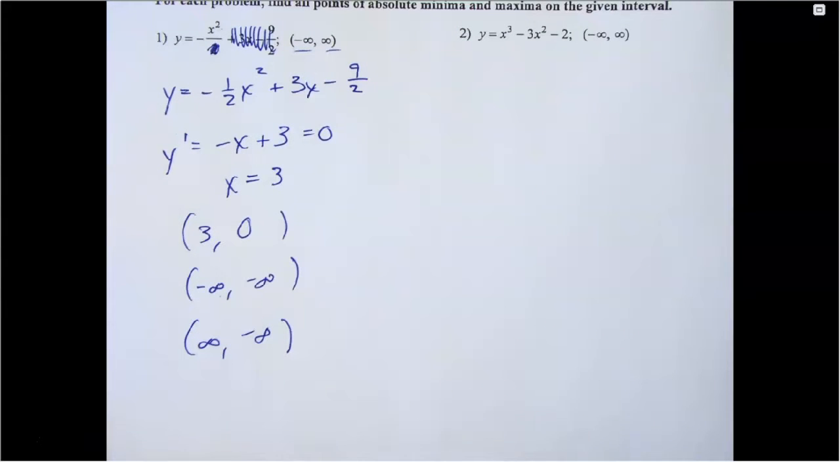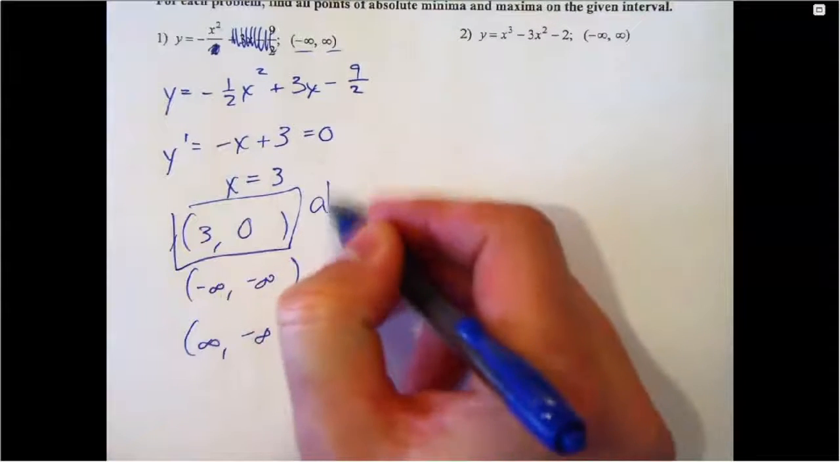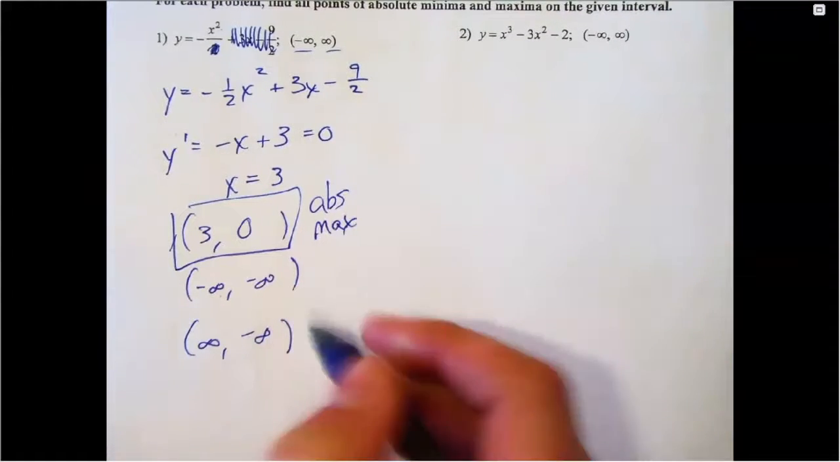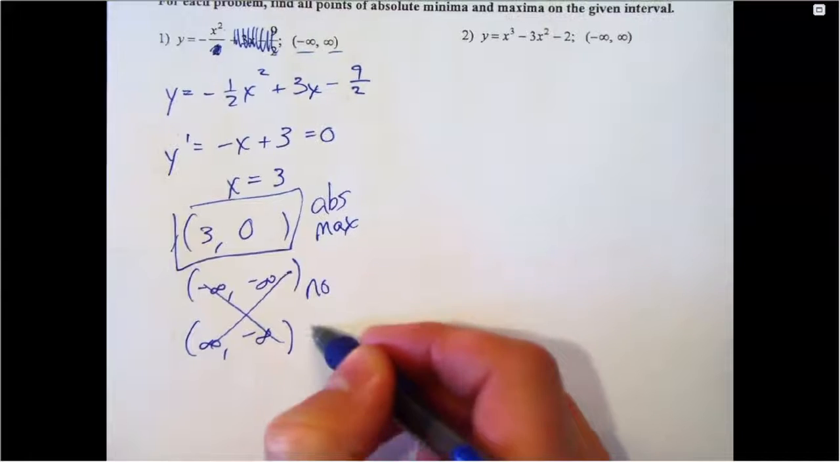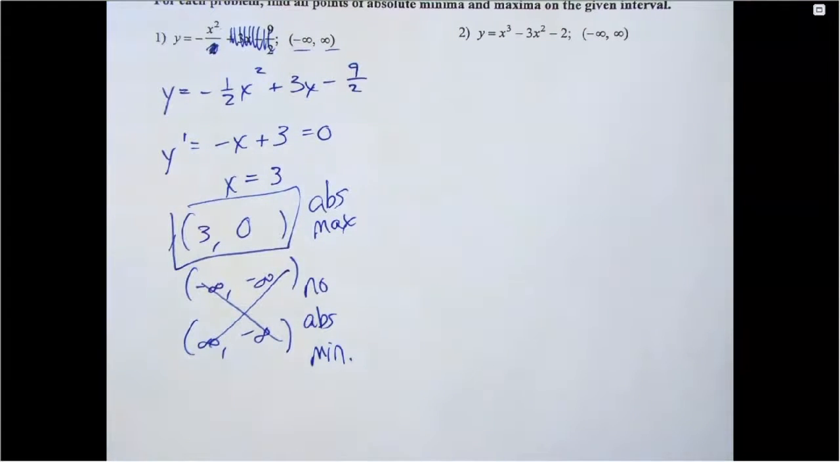So the thing you have to realize here is what's the biggest y value? Where's the absolute max? This one, right? There is no absolute min, because infinity or negative infinity can't be a minimum.